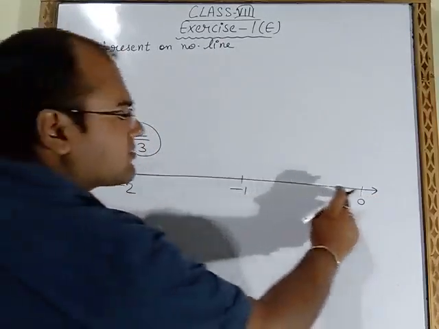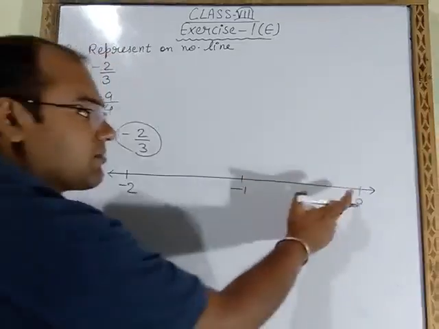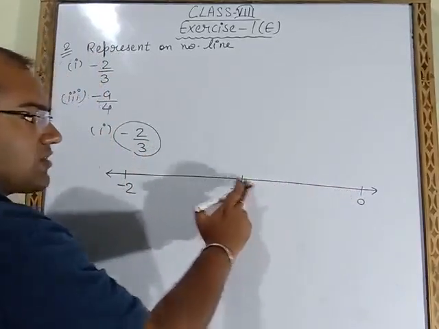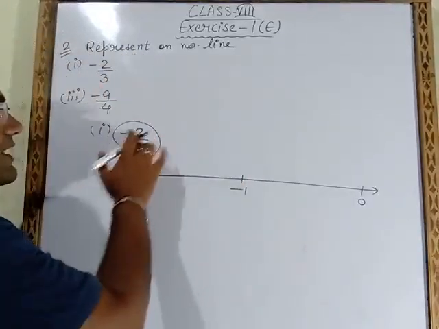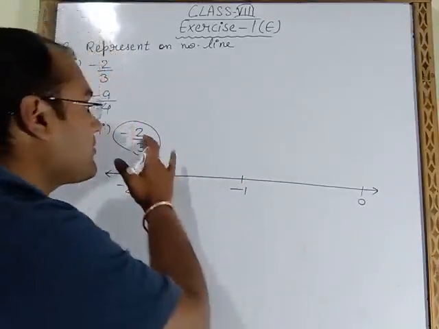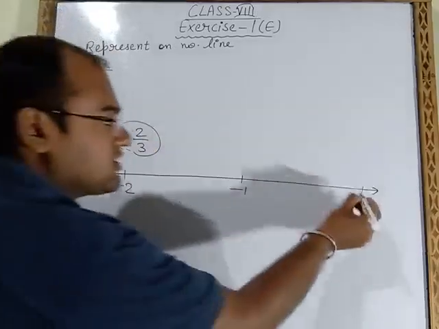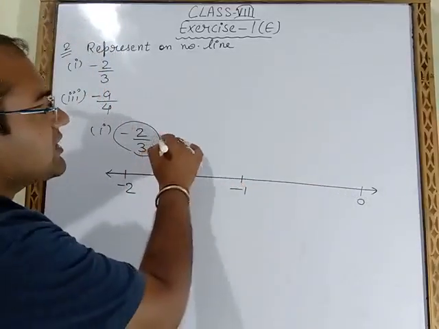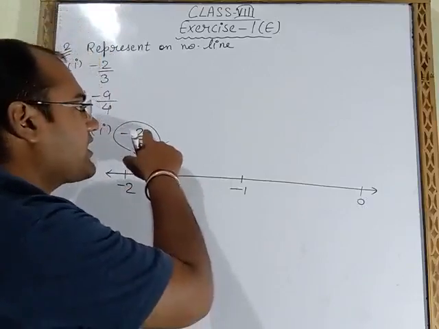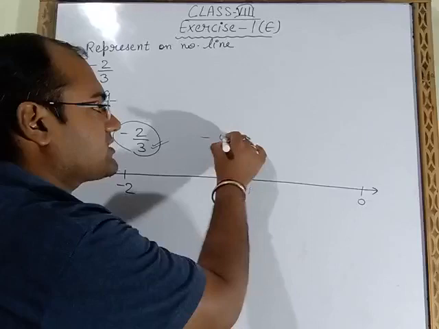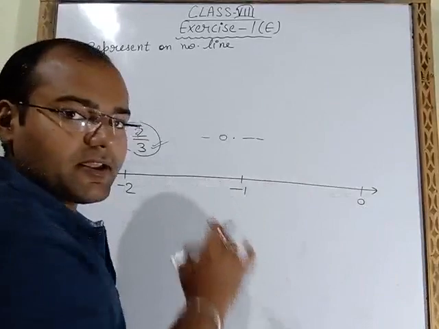This gap we can decide ourselves. It is not compulsory that you have to give this much gap. But one thing you have to remember, same gap we have to give here also and here also. These two gaps should be equal. Now this is minus 2 upon 3. We will not change this. We will not be able to change in mixed fraction. So this number will come in between 0 and minus 1. Since we will not be able to change in mixed fraction, if we divide 2 by 3, answer will be minus 0 point something. That means this number will come between 0 and minus 1.